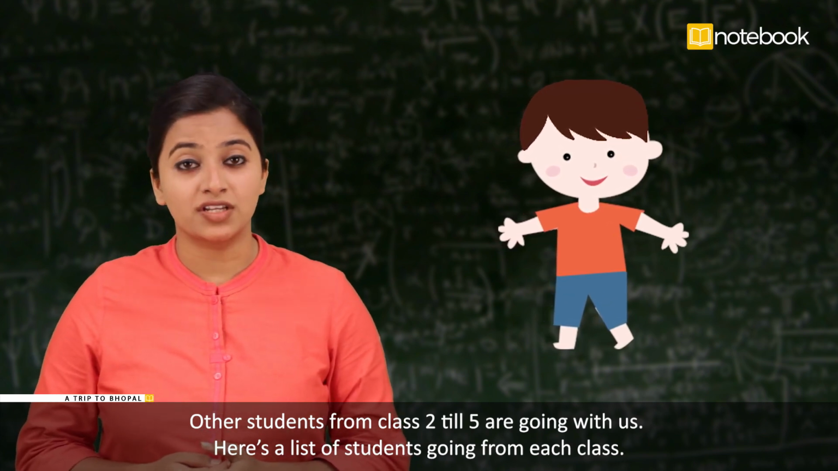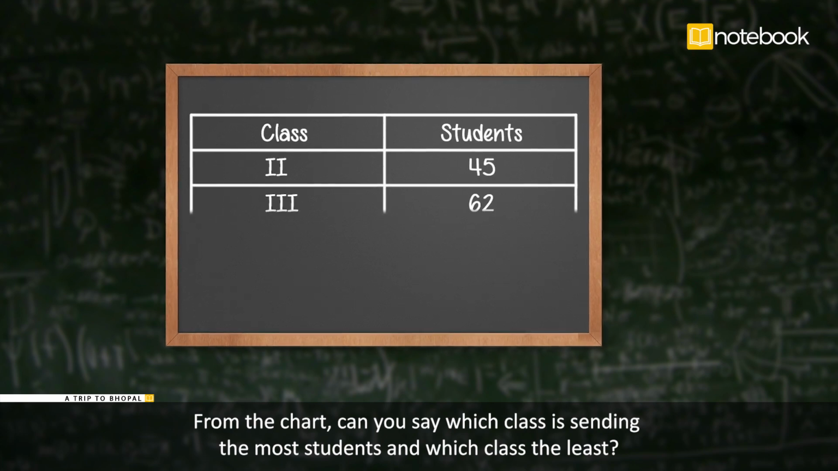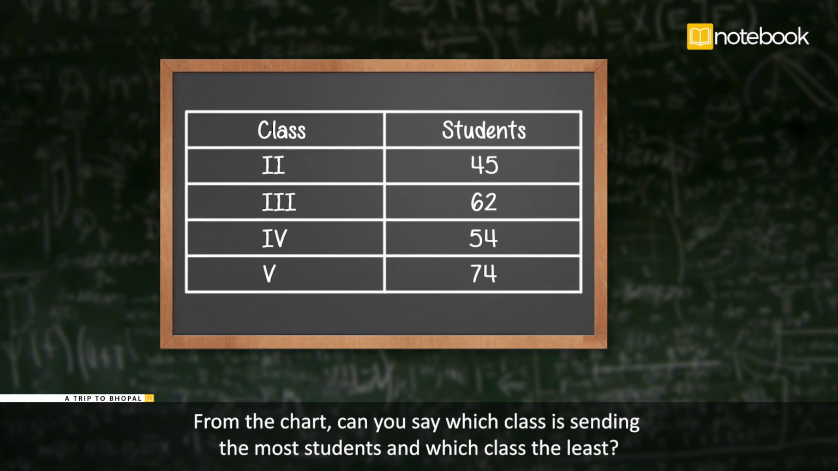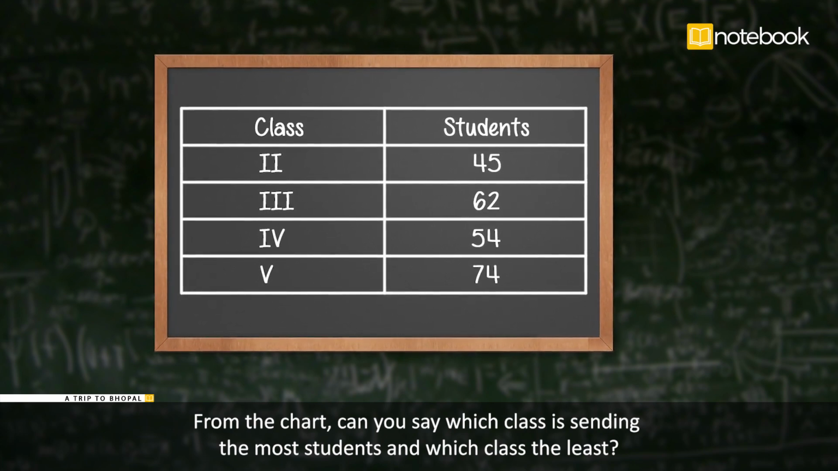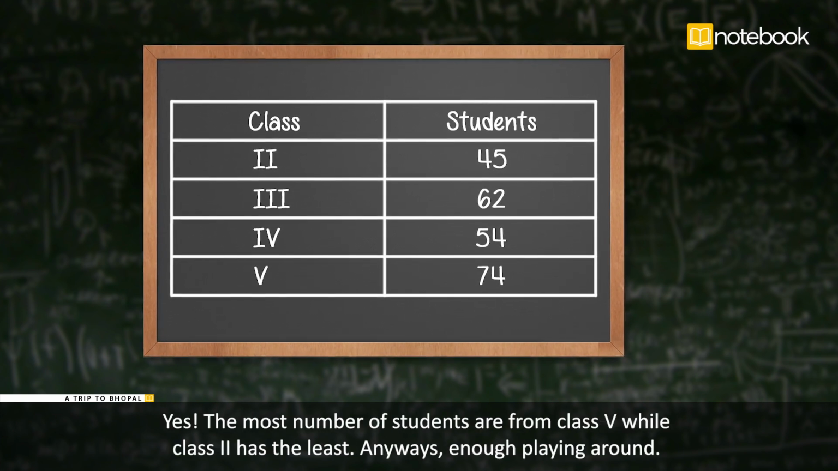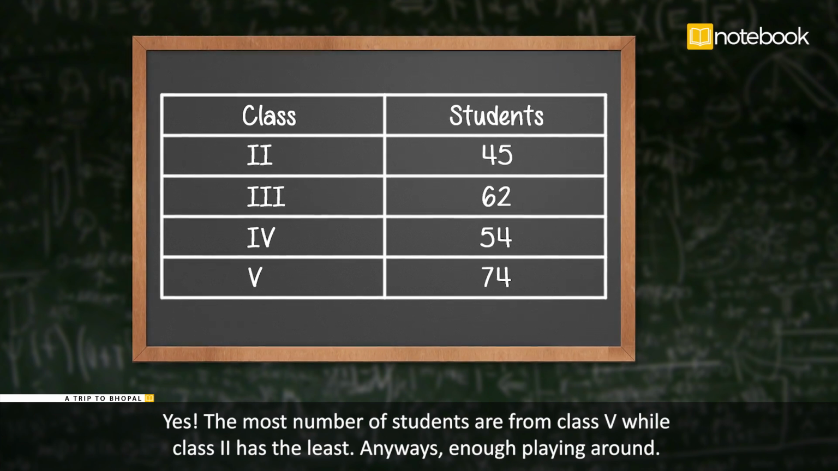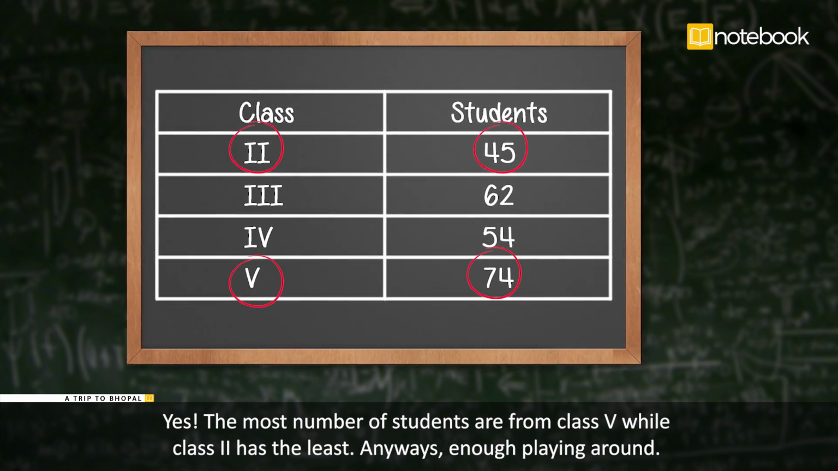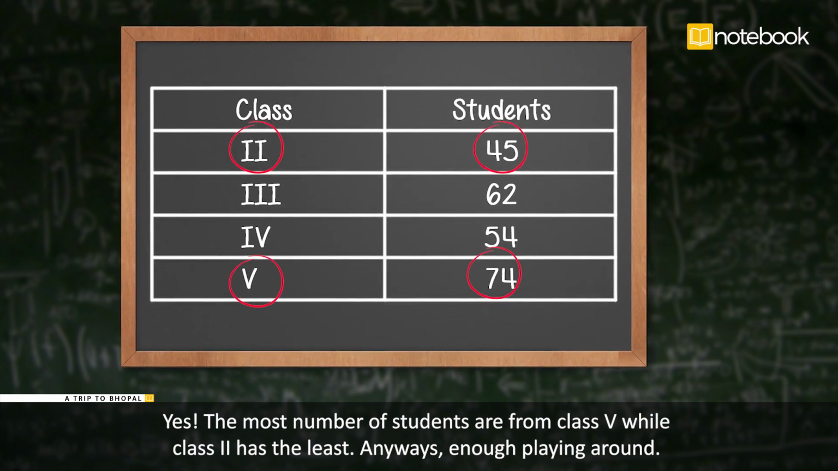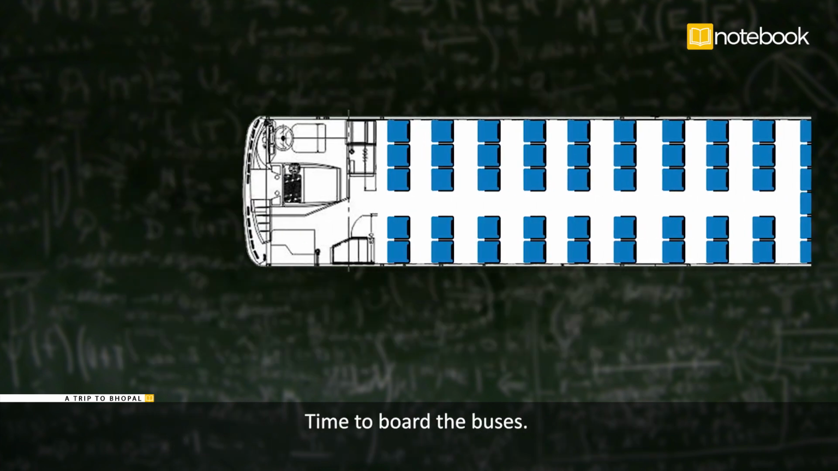Here's a list of students going from each class. From the chart, can you say which class is sending the most students and which class the least? Yes, the most number of students are from class 5, while class 2 has the least. Anyway, enough playing around. Time to board the buses.